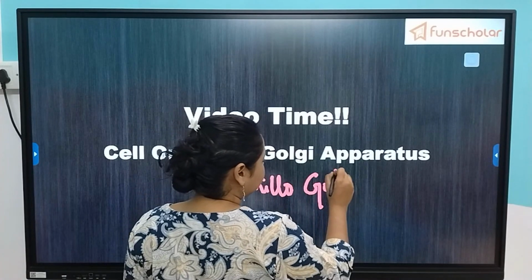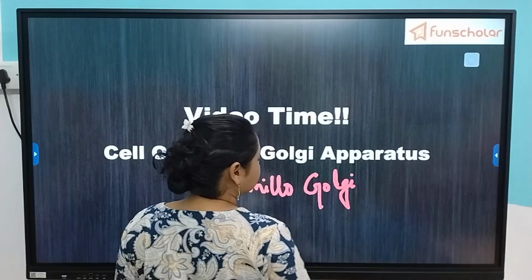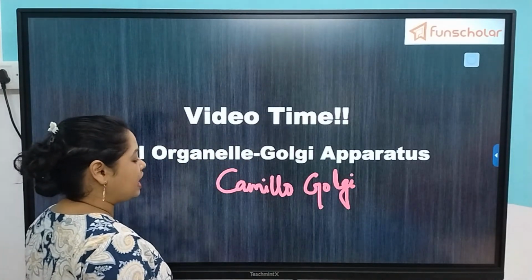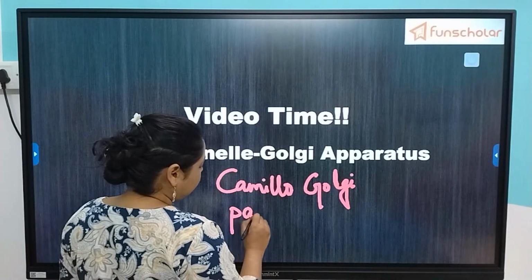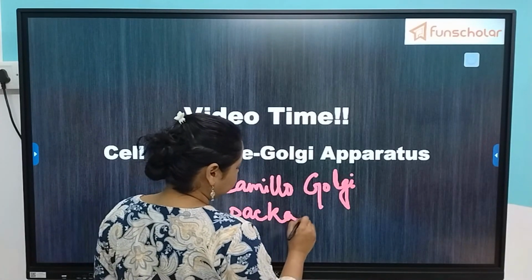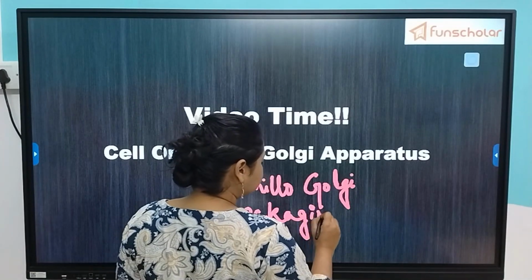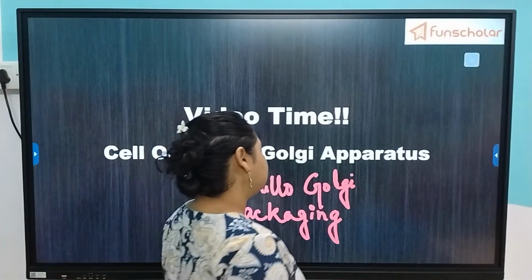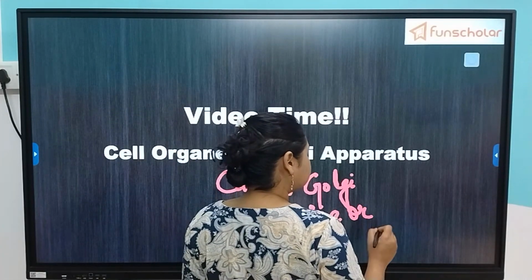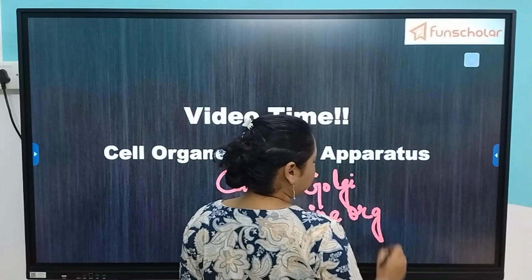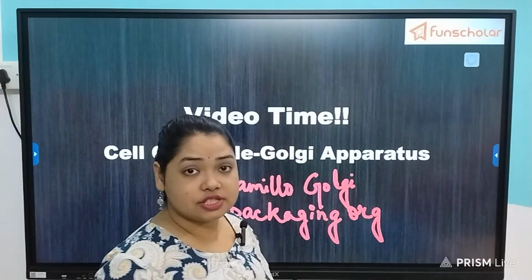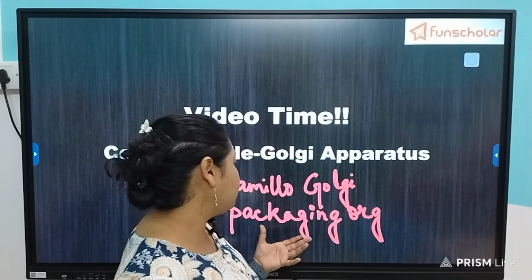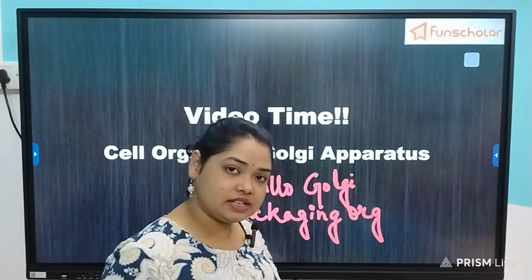So the scientist Camillo Golgi discovered it. So the name is Golgi apparatus, and this is known as the packaging organelle. As the hint given in the video of the endoplasmic reticulum, after something is manufactured in a factory, it needs to be packaged and transported. So that work is done by the Golgi apparatus in the cell.